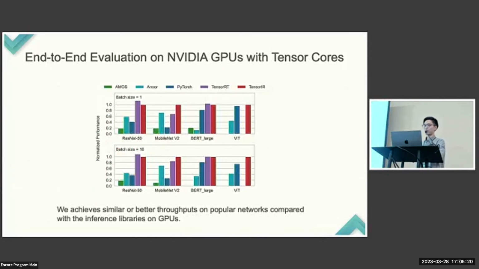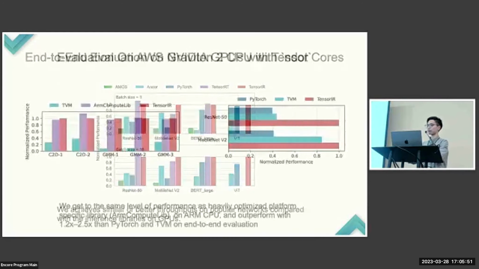Here are the end-to-end model evaluations on NVIDIA GPU. TensorIR significantly outperforms existing machine learning compiler solutions and achieves similar or better throughput on popular networks compared with the inference libraries on GPUs. Still, note that these models are standard models on MLPerf, which means the NVIDIA engineering team put large effort into it, and it is the strongest baseline for GPUs with tensor cores, I think.